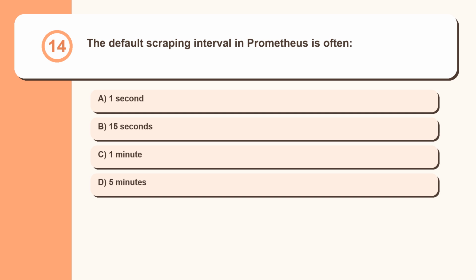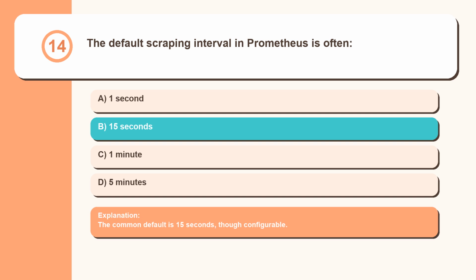Question 14. The default scraping interval in Prometheus is often 1 second, 15 seconds, 1 minute, 5 minutes. The common default is 15 seconds, though configurable.